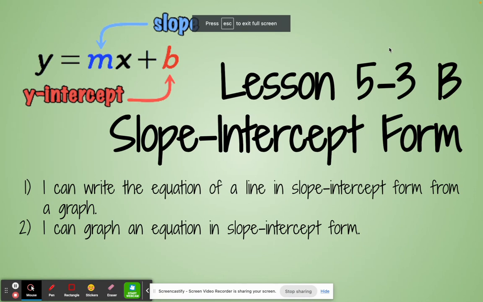Hi everyone, today we're doing lesson 5.3b. We're going to continue to explore slope-intercept form of linear equations. Our goal today is to write the equation of a line in slope-intercept form from a graph, and then also graph an equation in slope-intercept form.